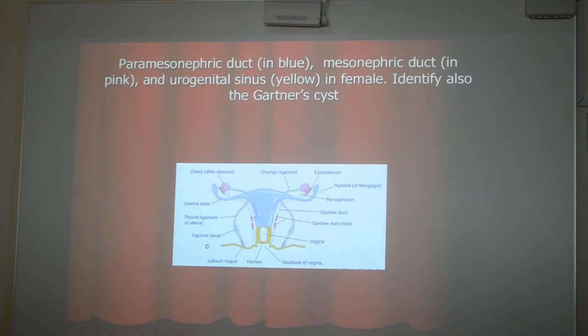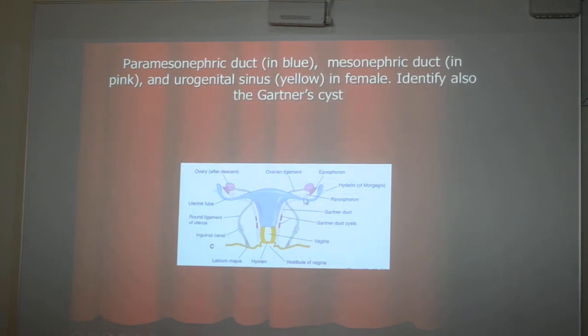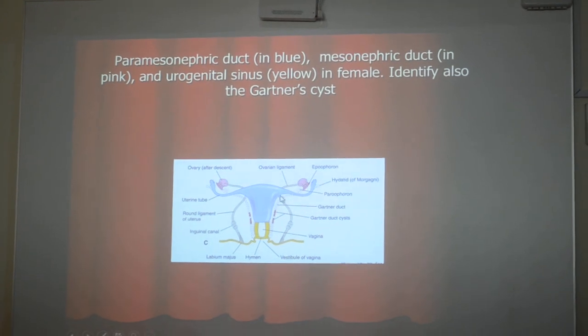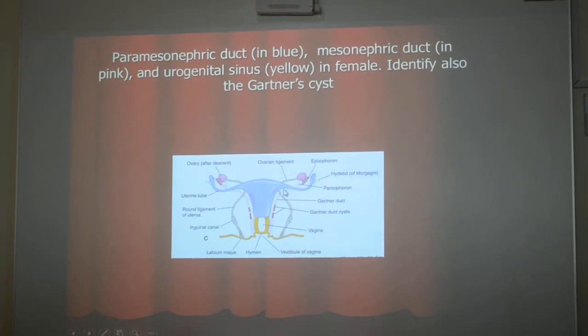So now, you see this picture over here? This is a straightforward picture. I'm telling you that blue color is from the paramesonephric duct, and the mesonephric duct is obliterated. So you can see epoophoron, paroophoron is there. And here is the Gartner duct. So you can see the Gartner duct. It could be a cyst, Gartner cyst.